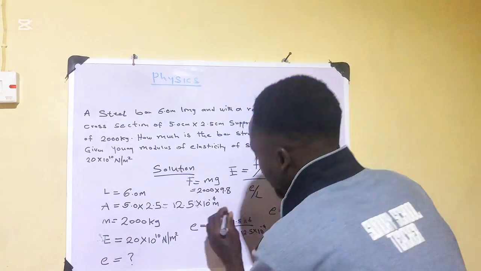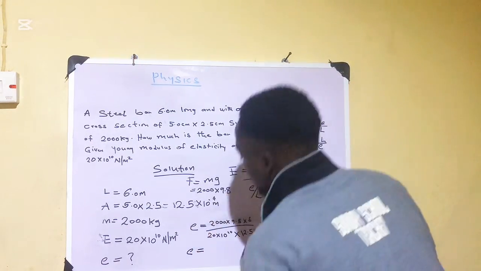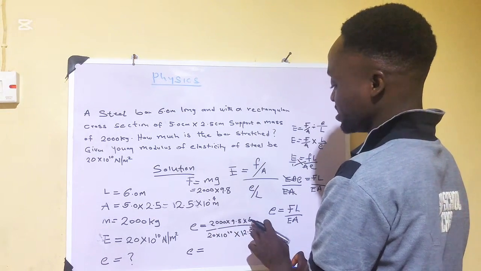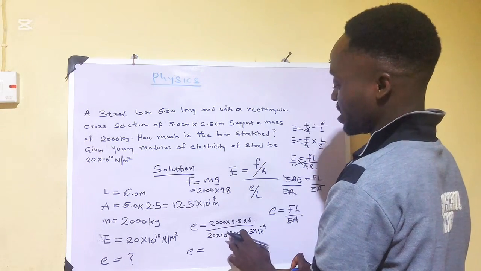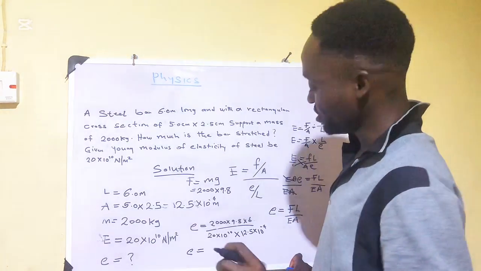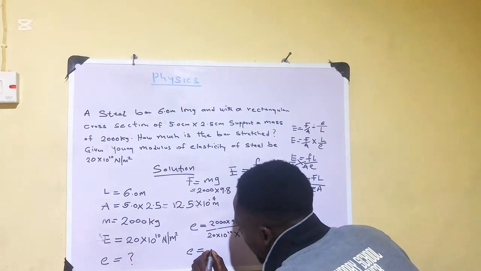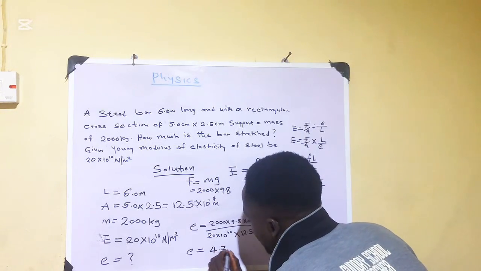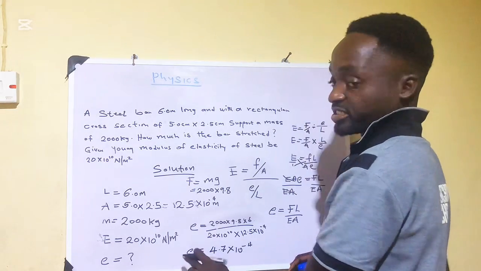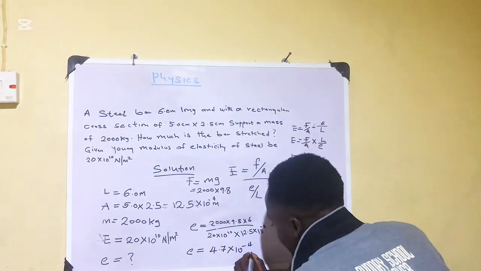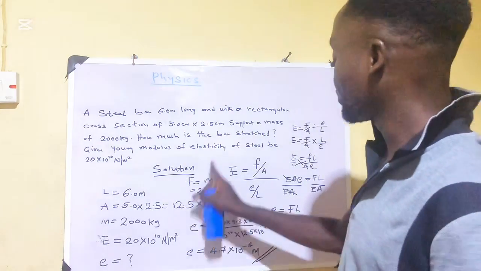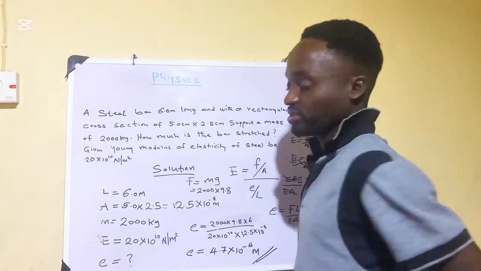So, using your calculator, if I multiply 2000 kg times 9.8 times 6 divided by 20 times 10 to the power of 10 times 12.5 times 10 to the power of minus 4, my answer is going to be 4.7 times 10 to the power of minus 4. Extension is a length, so the unit is meters. So this is our final answer. This is the extension that we have been asked to find from this question. Hope you understand.